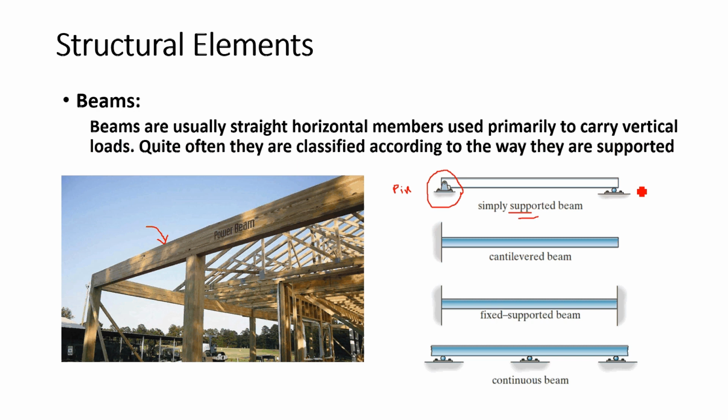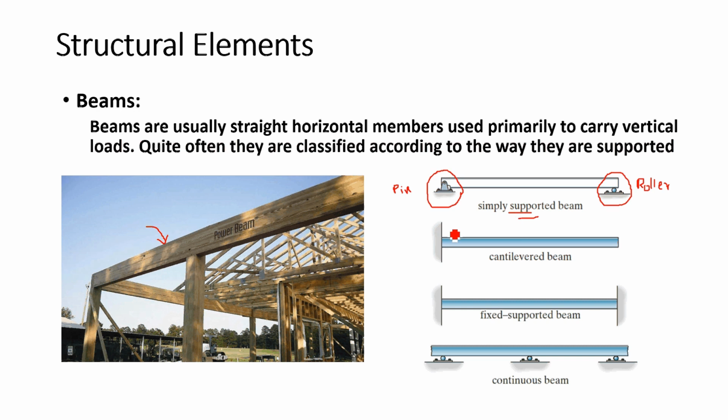If your structure represents this kind of connection, this is called a roller. So what we define as a simply supported beam: if your beam has only two connections, one is a pin and the other is a roller. These two supports we call simple supports. So that is what we call a simply supported beam.